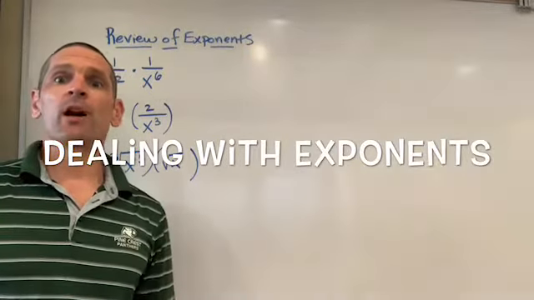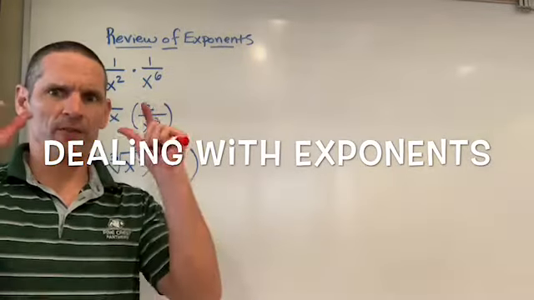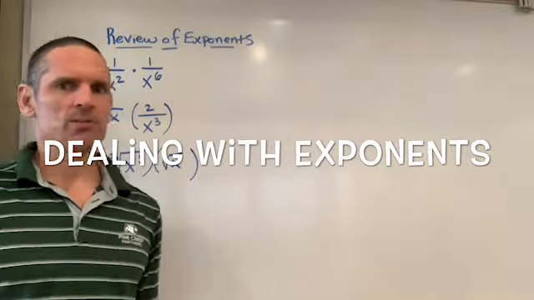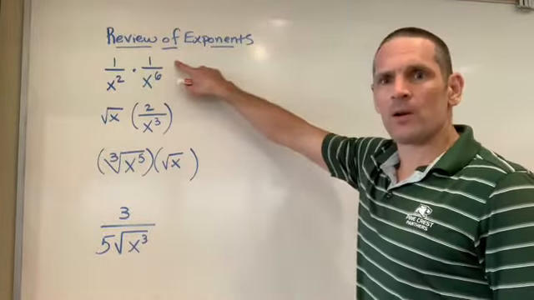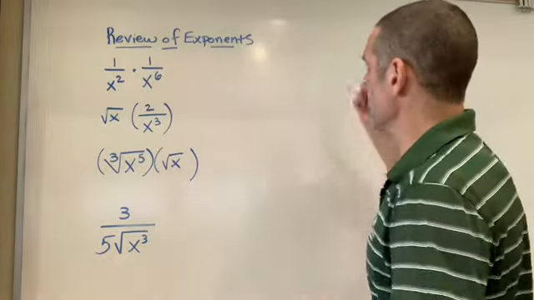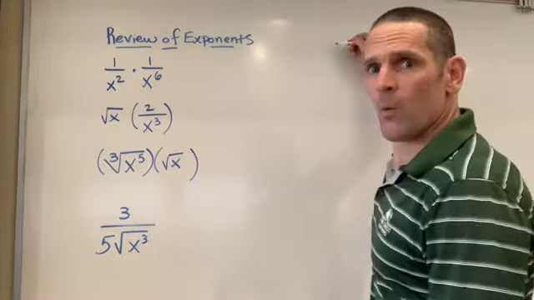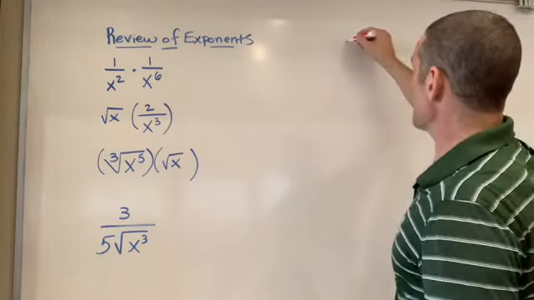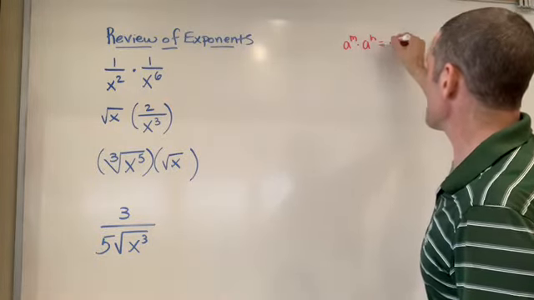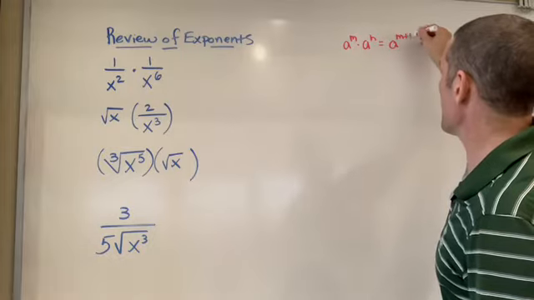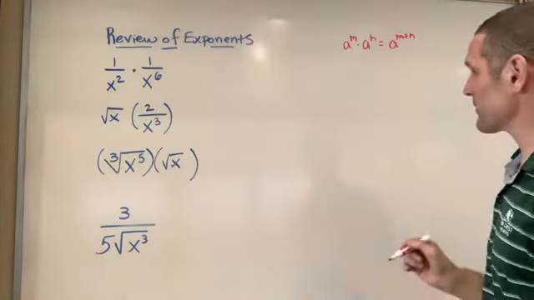In order to thrive in calculus, we also have to have a firm grip on exponents. So we're asked about 1 over x squared times 1 over x to the 6. Some things to remember. Well, one thing to remember is that if we have a to the m times a to the n, we get a to the m plus n. We have to add those exponents.